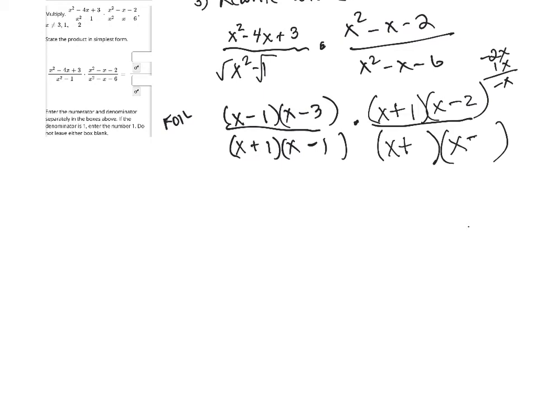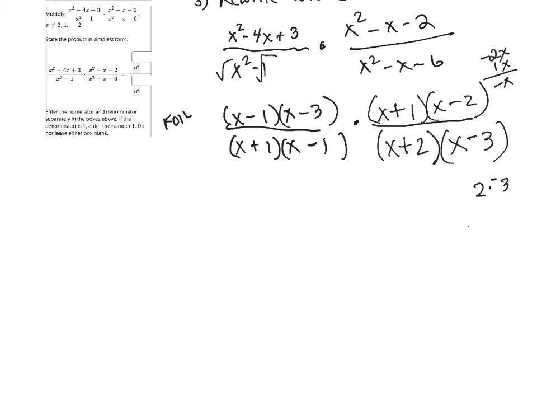Then two numbers that multiply to give us 6 and subtract. Because the signs are different, subtract to get a negative 1. So 1 times 6 would subtract to give us a 5, but 2 times 3 would give us a 6, and we want it to be a negative 1, so that would be a negative 3 and a positive 2 would give us a negative 1. So put 3 there and the 2 there.